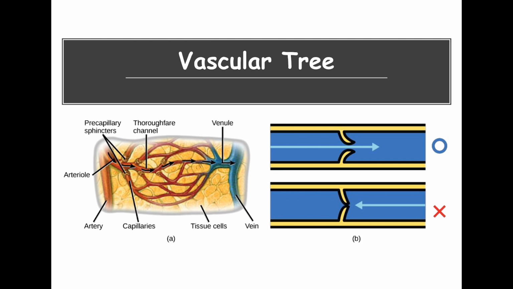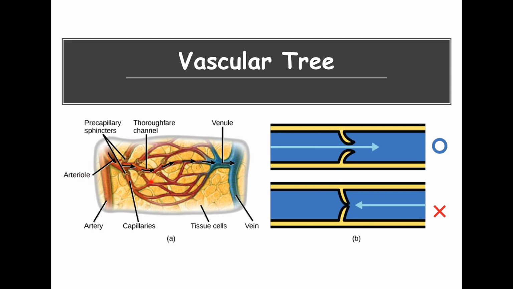So remember, the veins contain valves. Arteries don't have valves because the artery receives a lot more pressure from the heart and the blood can continue to flow, whereas the veins are further away. So remember the order. We start off with artery, then it becomes an arteriole, then capillary, then venule, then vein.